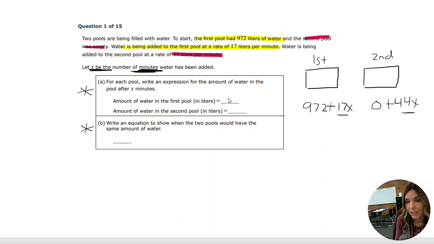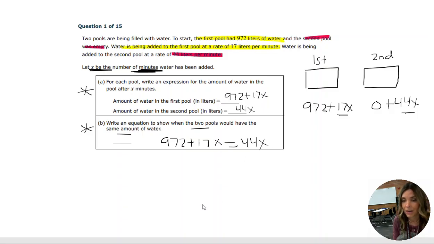So for this part of the task, I would say the water in the first pool after a certain number of minutes would be this, and the amount of water in the second pool after a certain amount of minutes would be this. Now we're going to take those 2 equations and we want to know when the 2 pools would have the same amount of water. So for our equation, we just set those 2 equal to each other, and we now have our equation. When we solve for x, that will tell us how many minutes it's going to take for them to have the same amount of water.